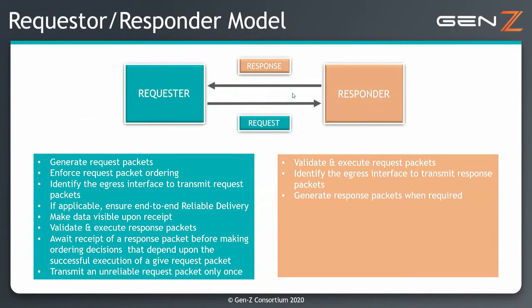Gen Z is a requester-responder model. A component is the term Gen Z uses to describe a requester or responder, or it can be both of them as well. The role a component plays within a solution depends on how an operation is supported. For example, a component that generates read or write request packets and then receives the corresponding response packets, well, that's the requester role. Obviously, this would be CPUs or GPUs or traditional processing units. But a requester can also be a smart endpoint that does specific processing.